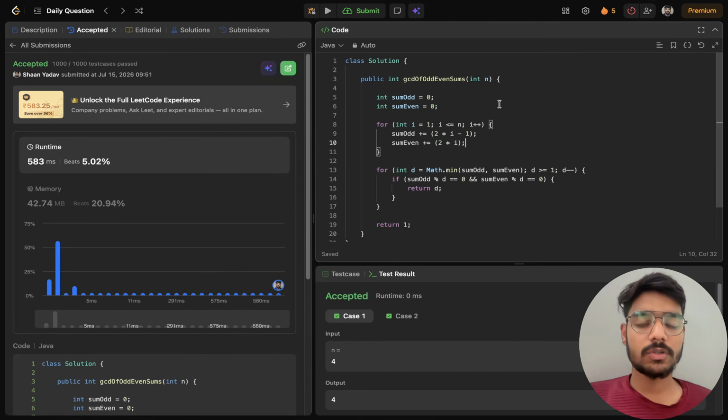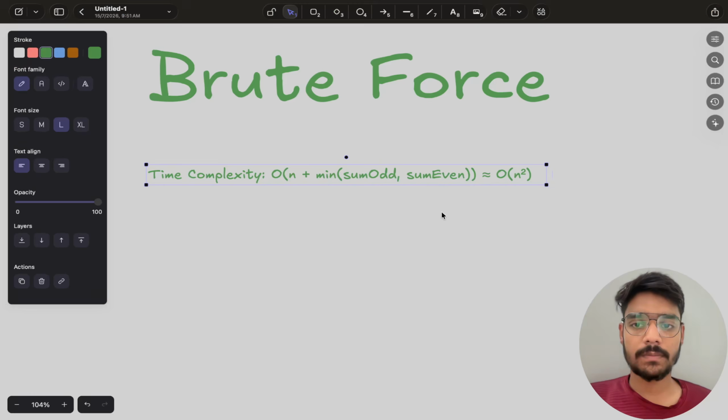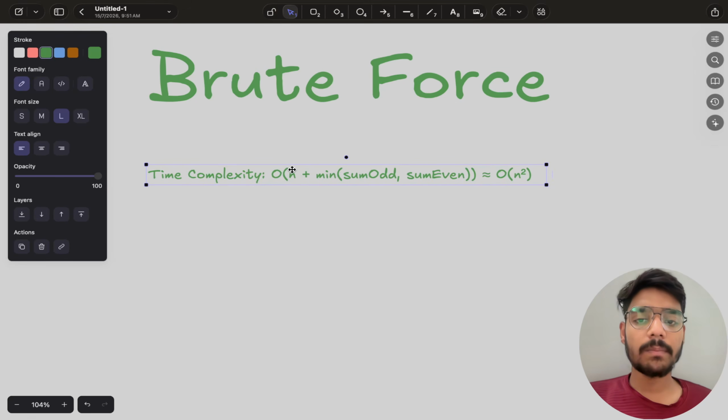Let me show you the time complexity of this brute force. The time complexity is n plus the minimum of, which is calculating the sum of n numbers, and this is to calculate the for loop. So it is roughly around big O of n square.